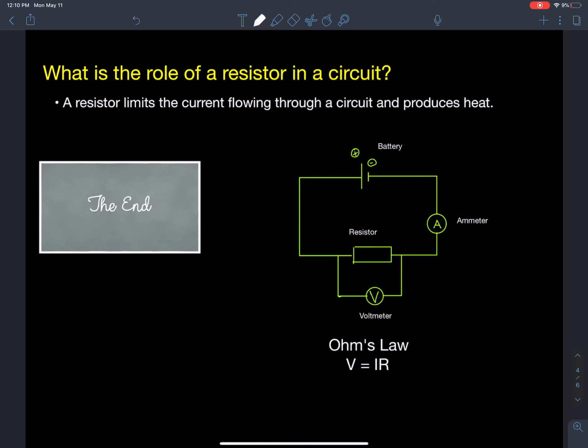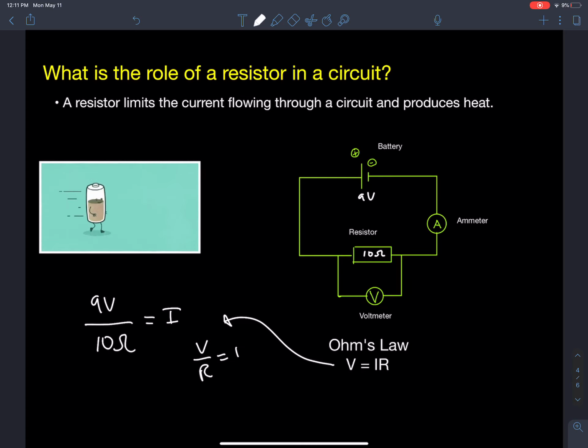And we can see that using Ohm's law. So if I had a battery that is 9 volts and a resistor that is 10 ohms, according to Ohm's law, the current in the circuit is going to be 9 volts divided by 10 ohms. All I did was rearrange that equation: V divided by R is equal to I. So what we can see here is the greater the resistance, the smaller the current is going to be. And in that circuit, the current would be 0.9 amperes.